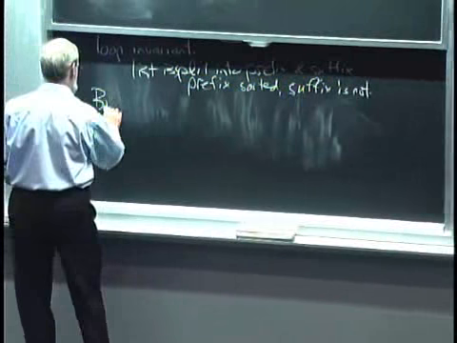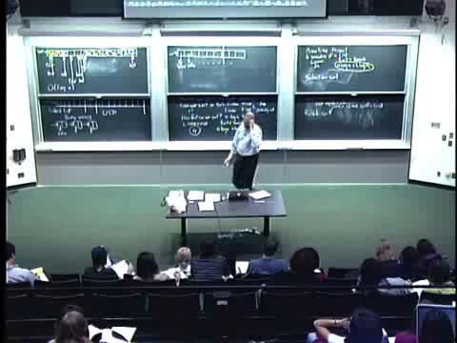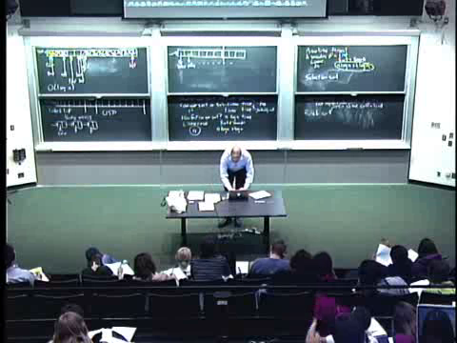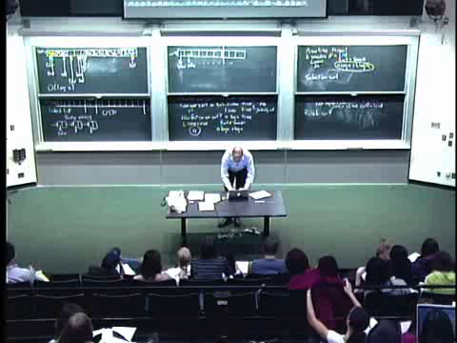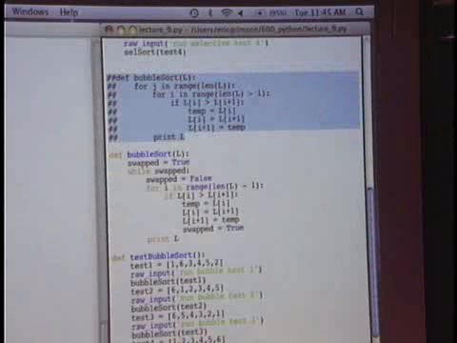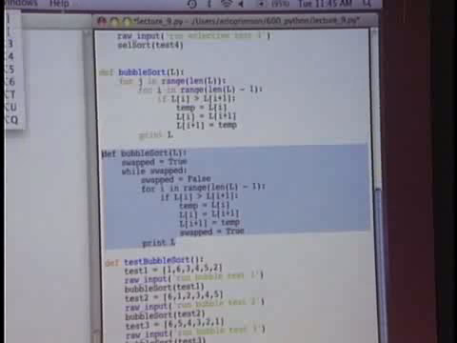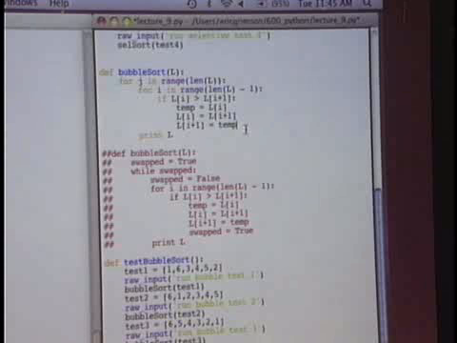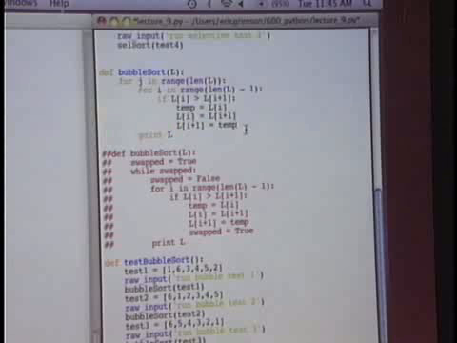Let's do another one. The second one we're going to do is called bubble sort. Bubble sort is also on your handout. Let me uncomment that and comment this out. You can see the code for bubble sort there. Let's just look at it for a second, and then we'll try some examples, and then we'll figure out what it's actually doing.